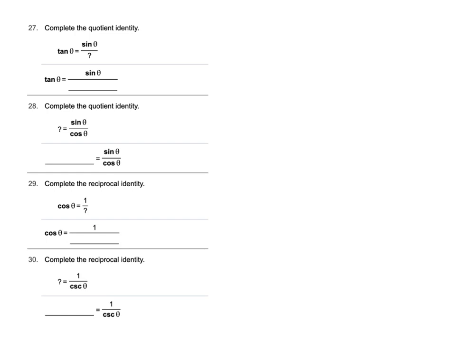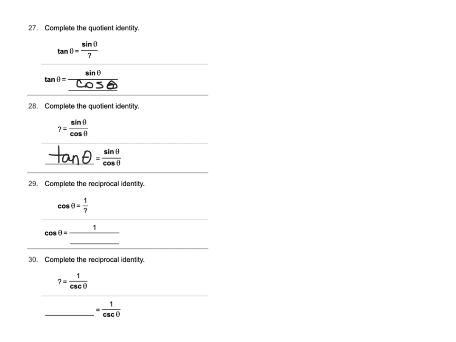Okay, 27 through 30 or 31 come from section 8.1, and we only asked just a few questions about the trig identities. In my notes, we've listed a lot of the trig identities. They just want you to fill in the blank. So, number 27, tangent is sine over what? We know by definition, tangent is sine over cosine of theta. Complete the quotient identity. This is just like the other, because what equals sine over cosine? That would be tangent. They're just wanting you to go over some of the identities.